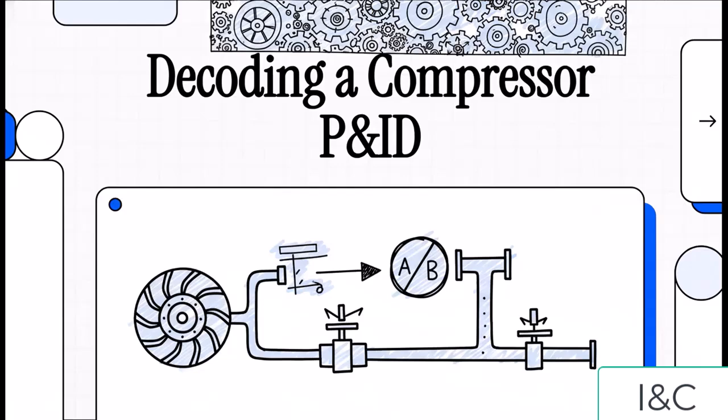All right, let's jump right in. Today, we're decoding a document that's absolutely core to engineering, but let's be honest, can look like a secret language. We're talking about the P&ID for a centrifugal compressor. We are going to translate this blueprint and show you exactly how to read it like a pro.